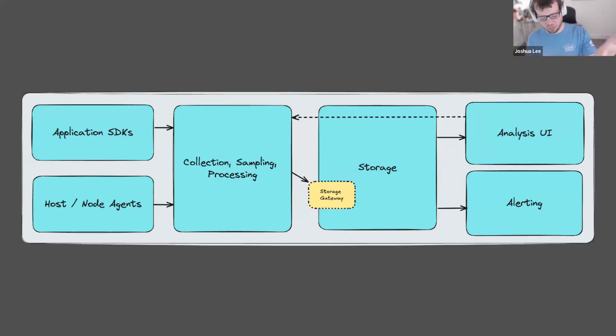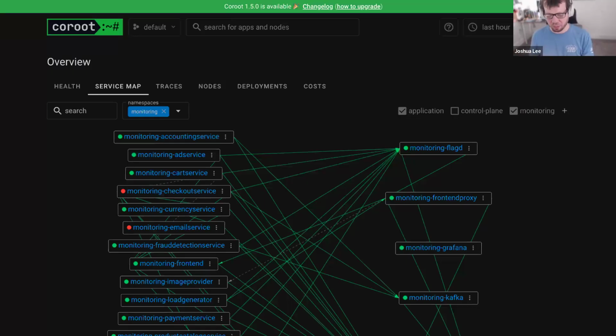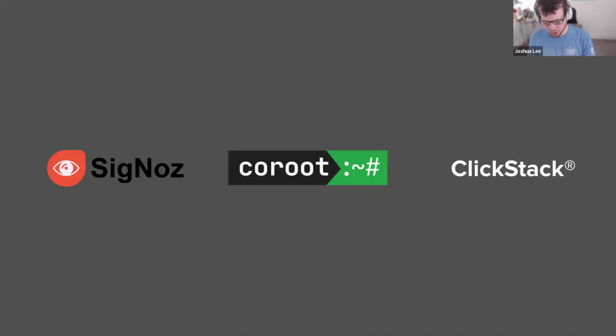We're using OpenTelemetry for the application SDKs and the host and node agents in this case. But if you wanted something that you could just drop in and work out of the box, I mentioned it already, CoRoot is a great choice. Signos is another great choice, right? And ClickStack is another good choice.